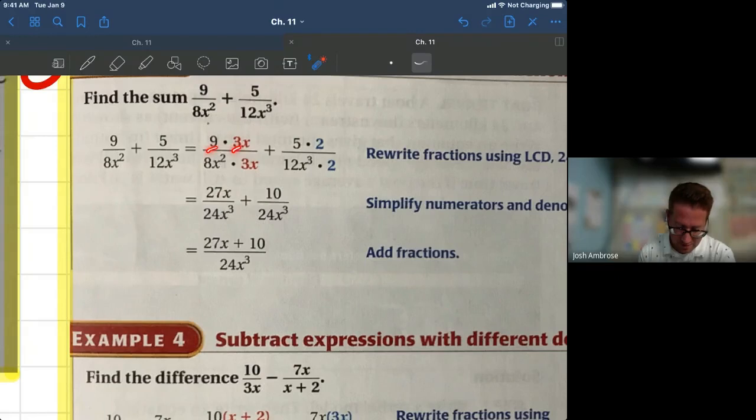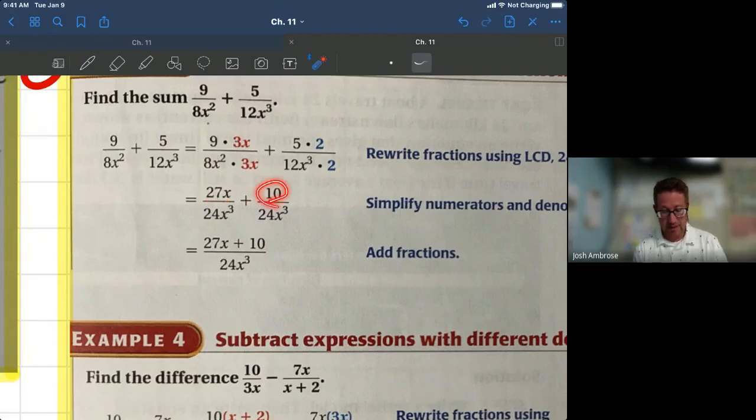9 times 3 gets me 27. And that x right there is that x right there. And then 5 times 2, that gets me 10. Okay? And then once I get down to this common denominator where both are 24x to the power of 3, I don't need to really write it twice. You'll notice I'm only writing it once in my answer, and then just combine the numerators.